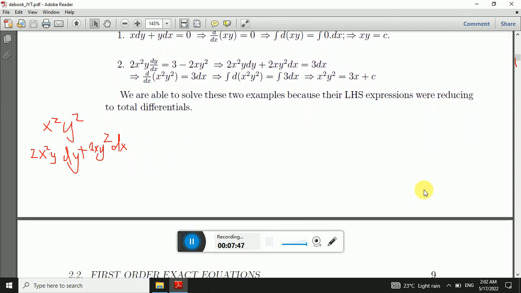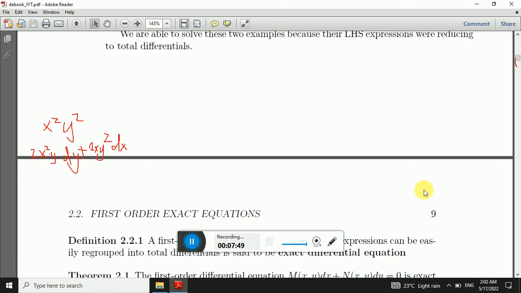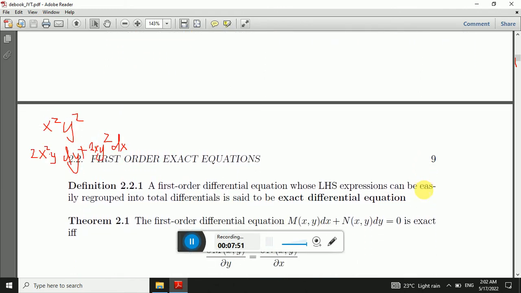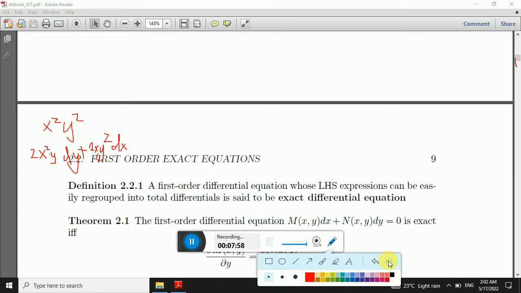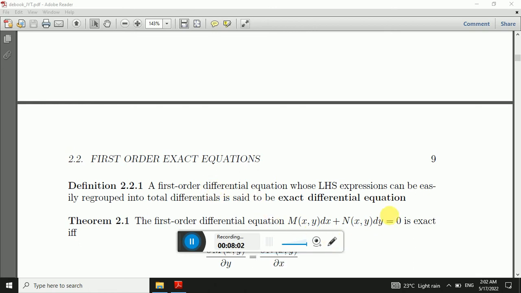Now that leads us to our next definition. But how can I rub this? Okay, I've rubbed it. So that leads us to our next definition.